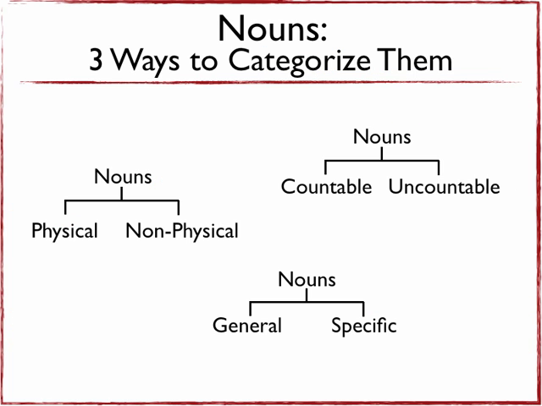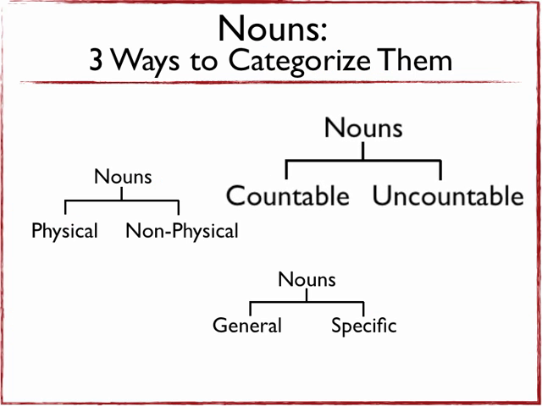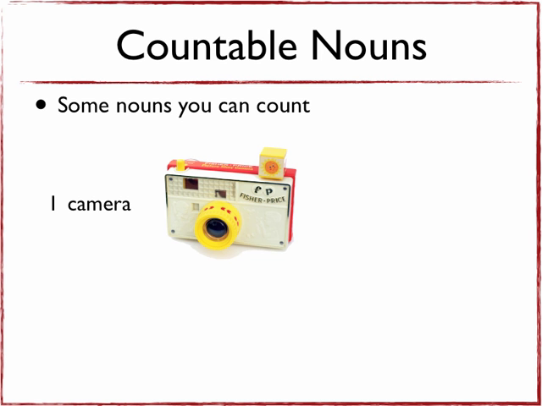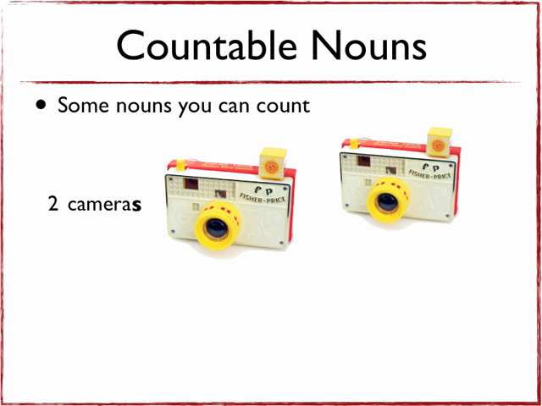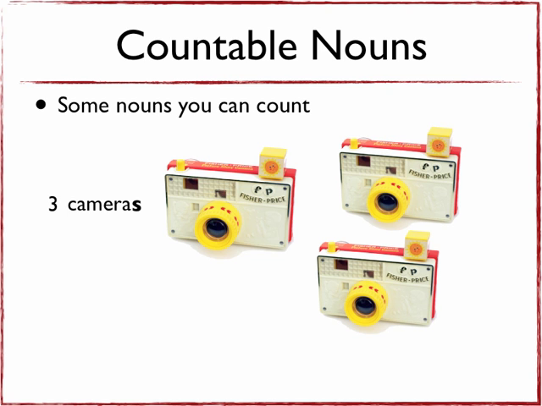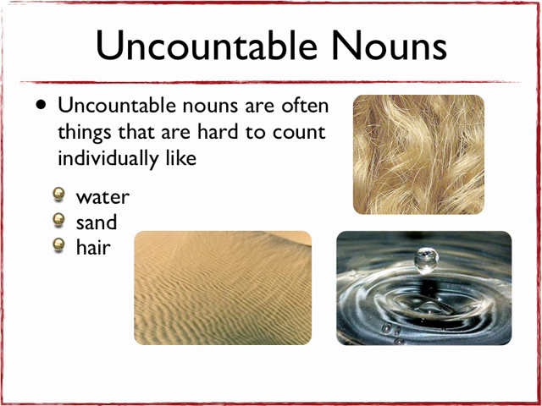Next, let's look at countable and uncountable nouns. Countable nouns are, of course, countable. You can count cameras. 1 camera, 2 cameras, 3 cameras. Uncountable nouns, however, are things that are difficult to count individually. Some examples are water, sand, and hair.